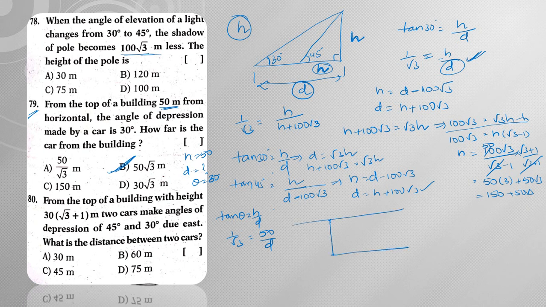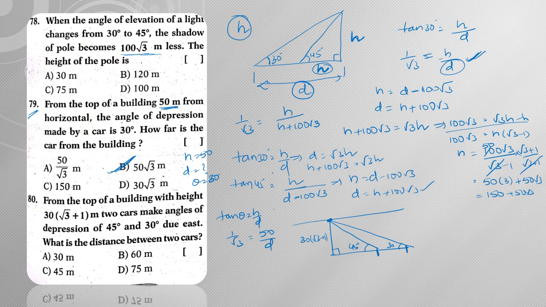Suppose this is the top of the building, which has the height 30 into root 3 plus 1. Now there are two cars. One car is making a 45 degrees angle, which means it is nearer, and the other car is making a 30 degrees angle. Then what is the distance between the two cars? So we need to find this distance between these two.